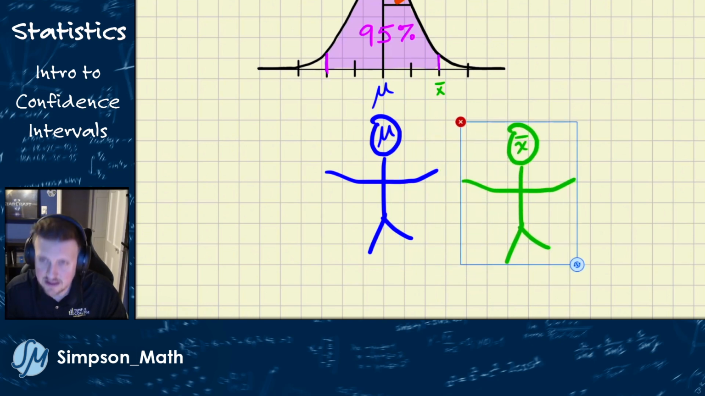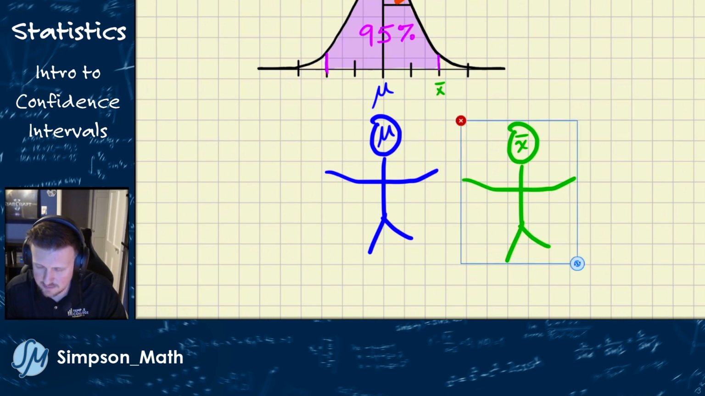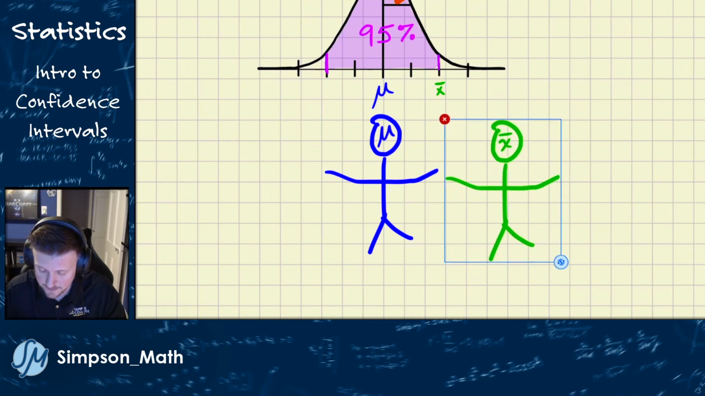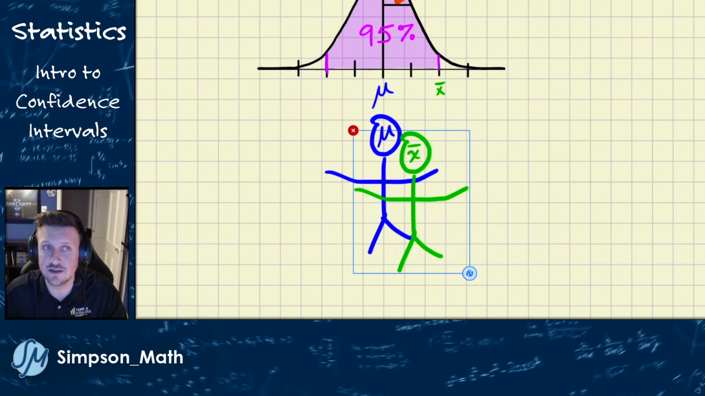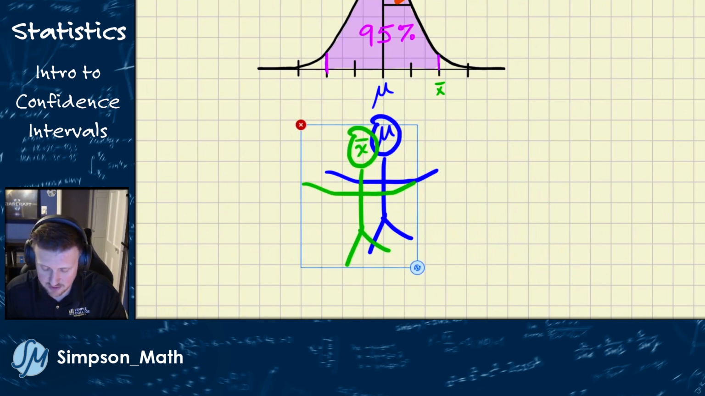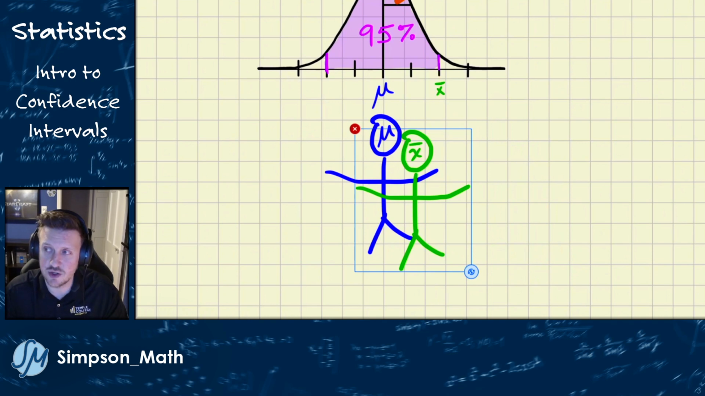Notice that mu's arm spread is about 2 standard deviations wide. This wasn't an accident where I drew this. Suppose that his arm span is 2 standard deviations wide, and my arm span is also 2 standard deviations wide because we're about the same height. So notice if I'm standing here, I am within his arm span. If I'm over here, I'm within his arm span. If I'm within 2 standard deviations of the mean, I'm within his arm span.